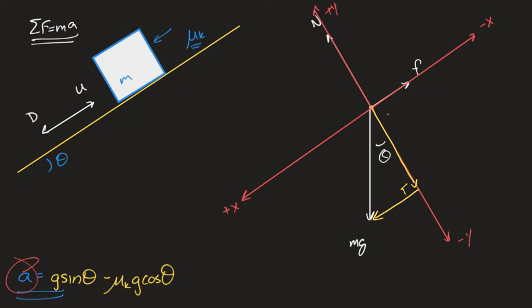Now, this is the amount that is in the negative y direction, and this is the amount down the ramp, because cosine goes with the adjacent side and sine goes with the opposite side. So there we go.